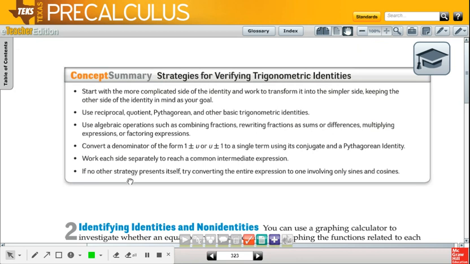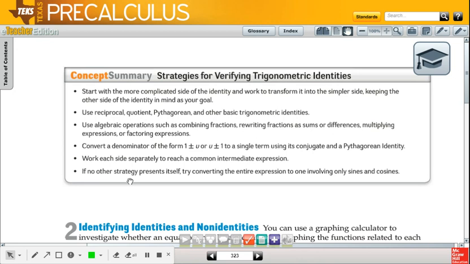Lastly, if no other strategy presents itself, try converting the entire expression to one involving only sines and cosines. So, like I said before in the videos and like I said in class, if you feel like you're stuck, if you feel like you don't know what else to do on your examples, on your problems, such as a problem on a test, you can always convert it into sines and cosines, and it'll help you a lot based on my experience.